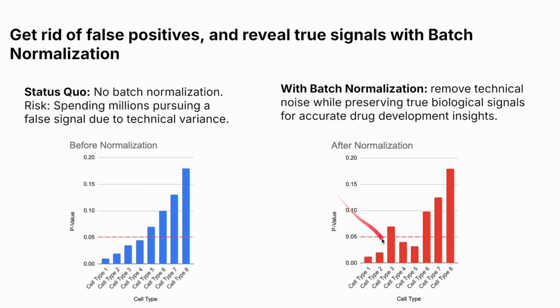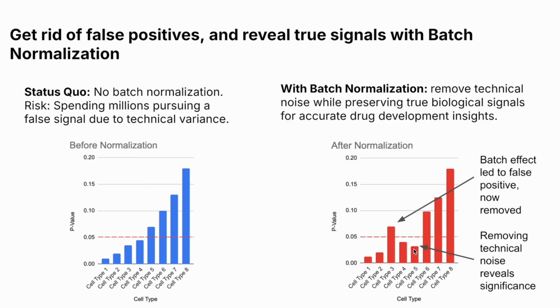Now, after normalization, all of these cell types' p-values have shifted, and batch normalization could potentially have had a false positive here, which is now removed, or potentially revealed a truly significant result. So this allows you to get true insights on your data set and chase the ones that really matter as opposed to potentially a wild goose chase.